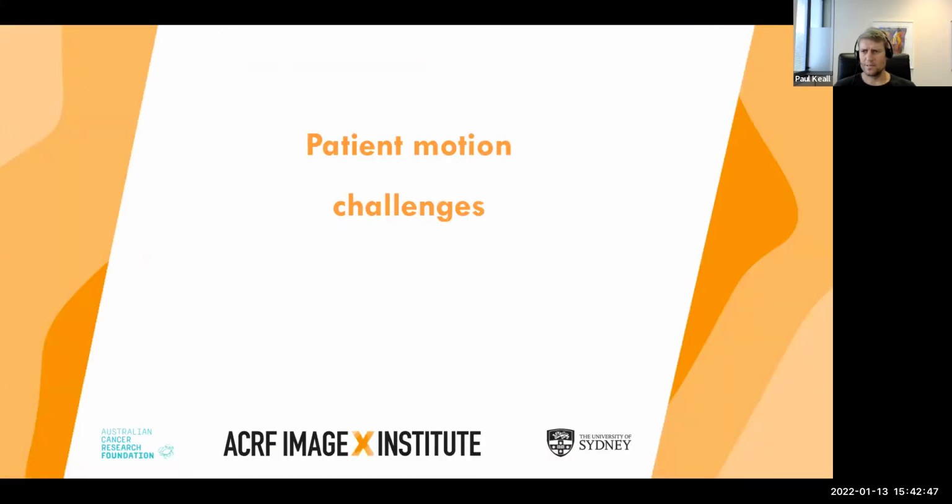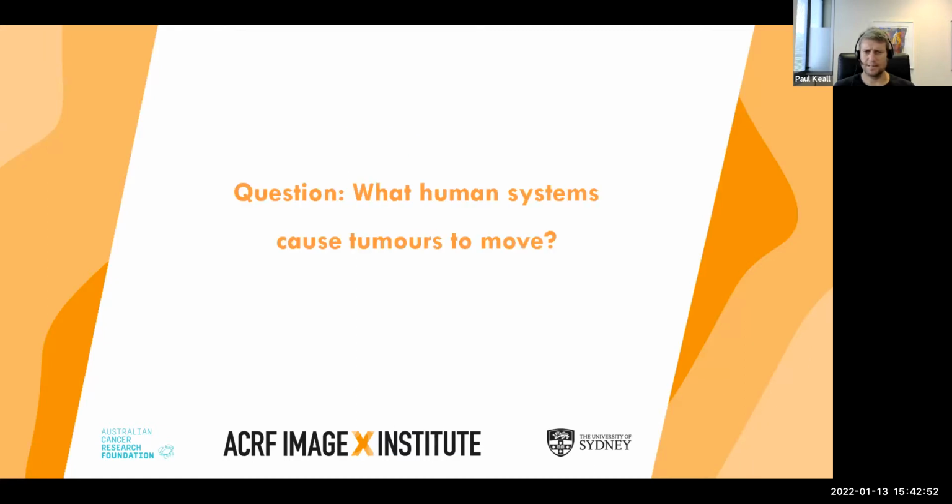And so, some of the challenges of radiation therapy: what human systems cause tumors to move? I'll talk briefly about that, but probably the things we're mostly focusing on are breathing motion, because it's one of the largest, and cardiac motion, because the heart is one of the most radiosensitive structures in the body as well.